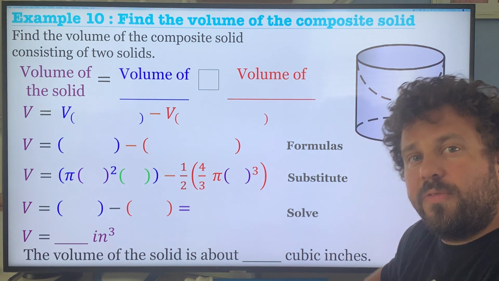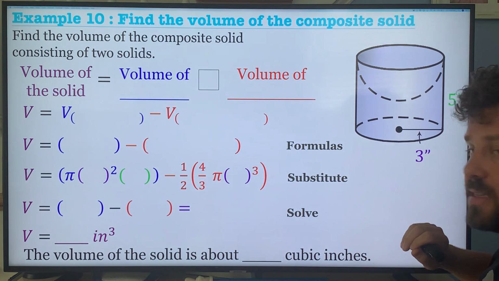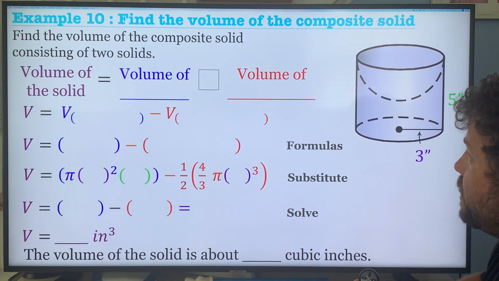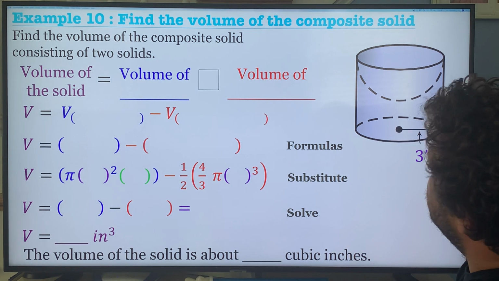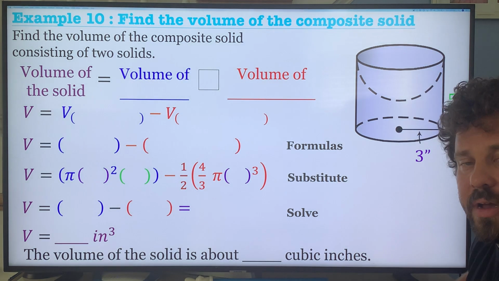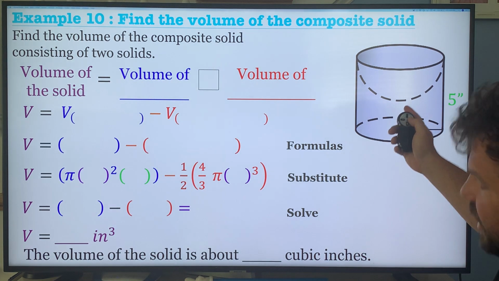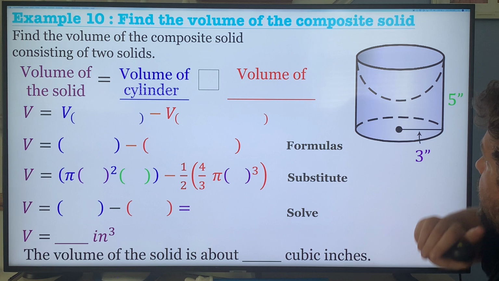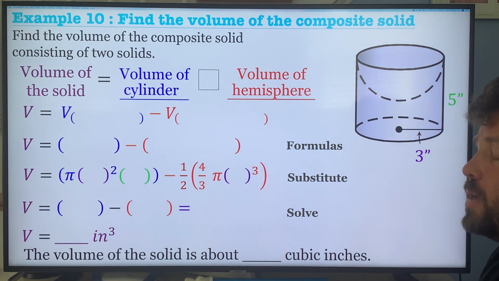All right, now we're going to move on to example number 10. We're going to find the volume of a composite solid consisting of more than one solid. First thing you do is find the volume of the solid. What two solids that we know how to find the volume of do we have? We have the volume of a cylinder, and right here is the volume of a hemisphere. So we know those two volumes.